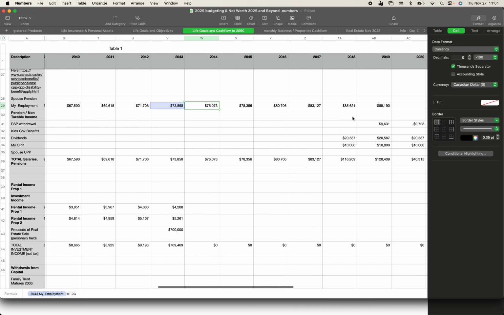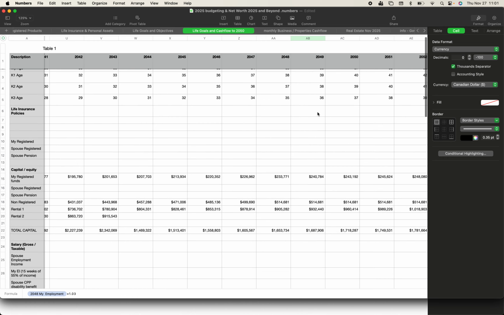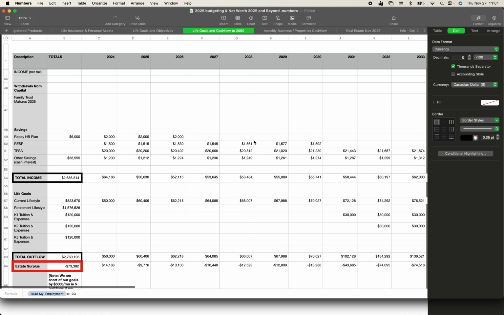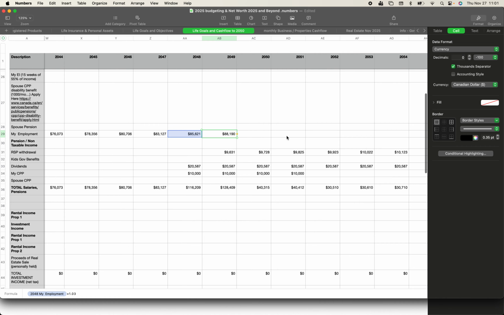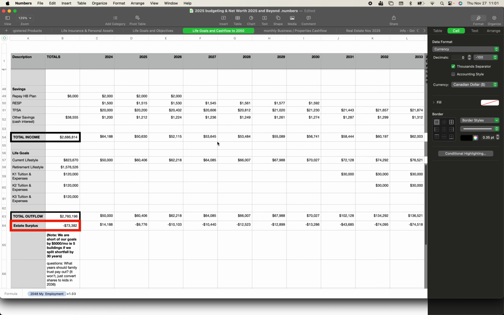But your employment income is going to continue all the way through to age 66. So that makes sense. I mean, you can work as long as you want. Maybe you slow down. Maybe you only work part-time as well. So you can model this however it works for you.